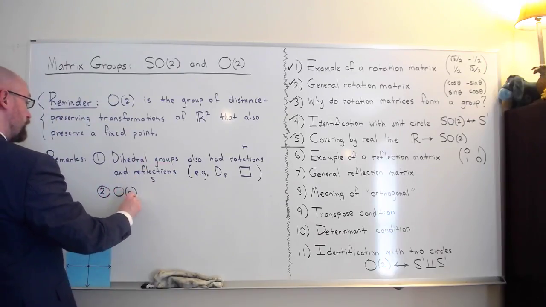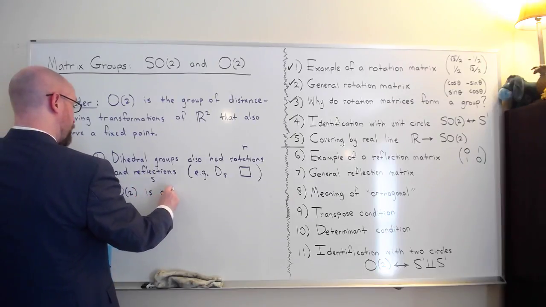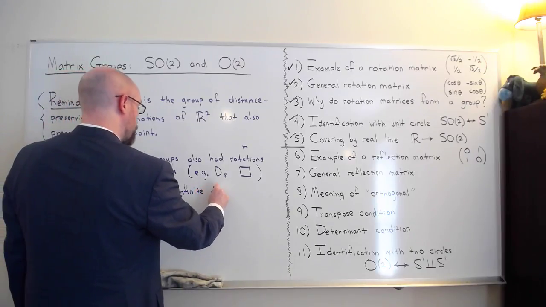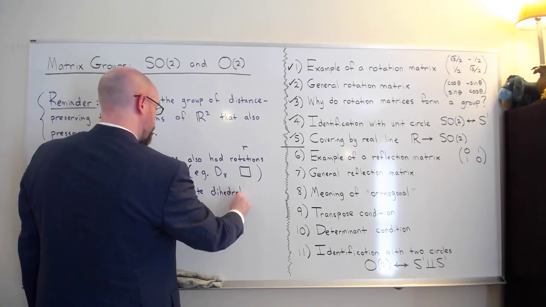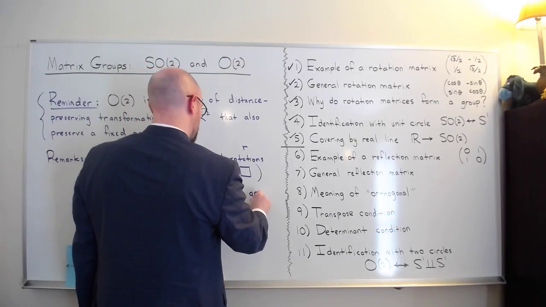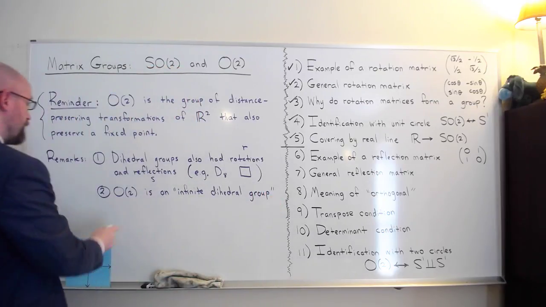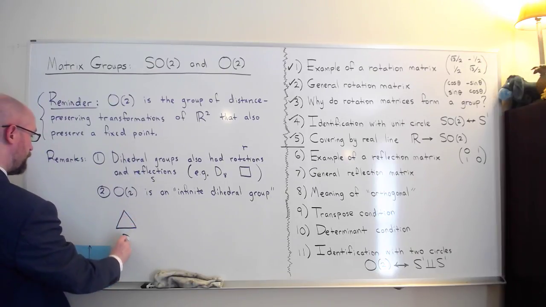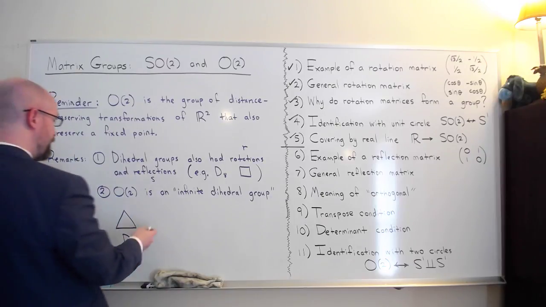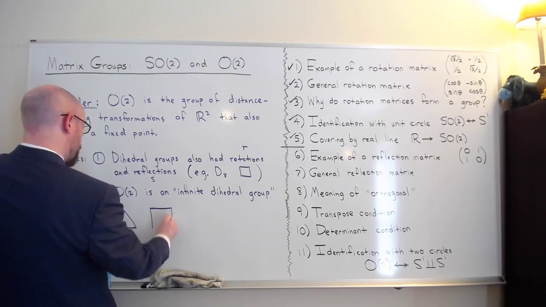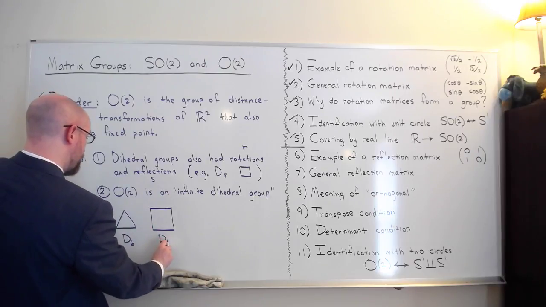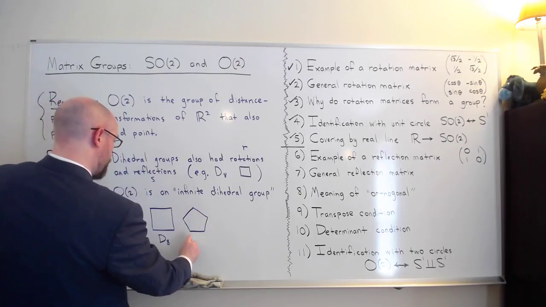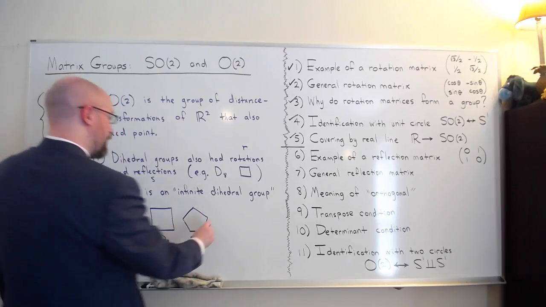But O2 is kind of like an infinite dihedral group. And the way you can think of it is like this. You start out with the triangle, and the group of transformations of that was D6, and then you have the square. And this was D8. You could do a pentagon if I can draw one. This would give you D10, hexagon, and so on.